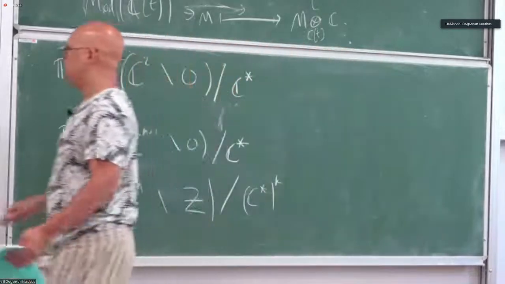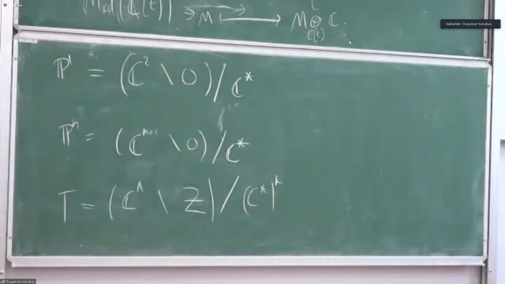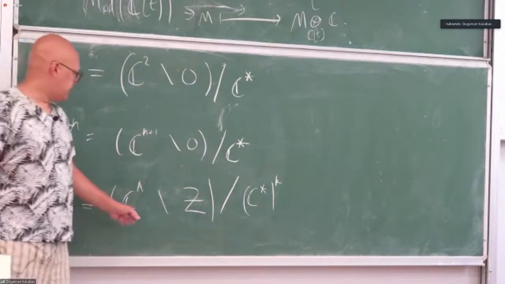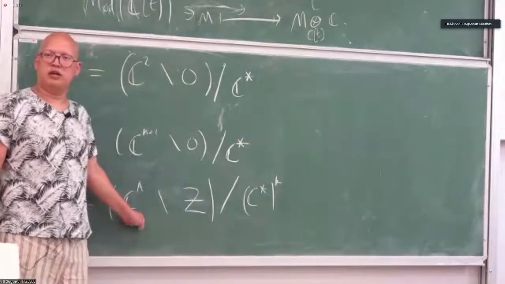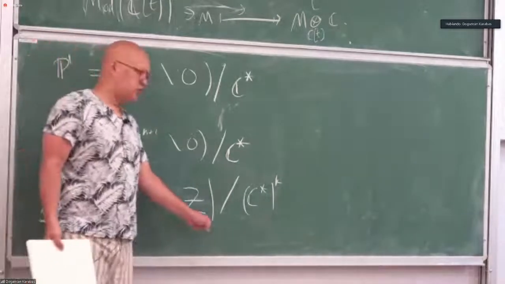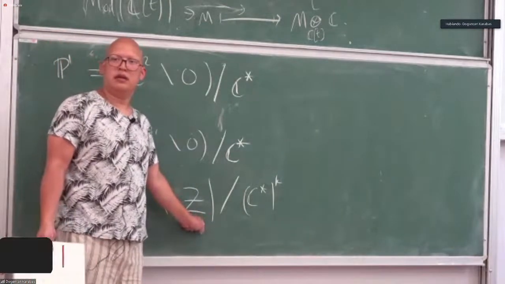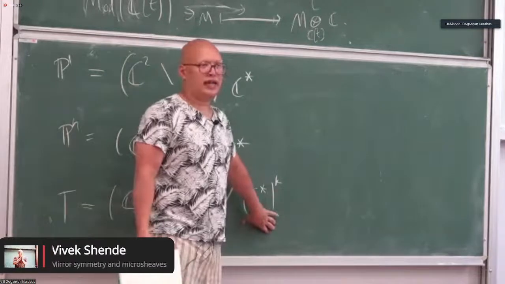I'm going to try and eventually understand this, and I do it in steps. So far I've understood this part. Now I should understand how to delete something. And then after that, I should understand how to take a quotient.